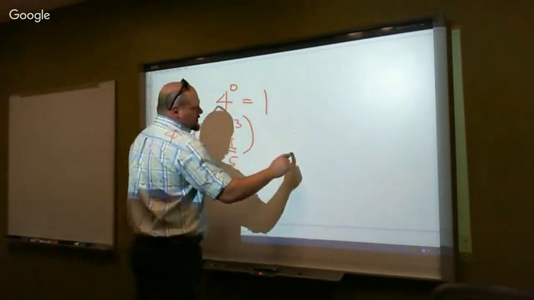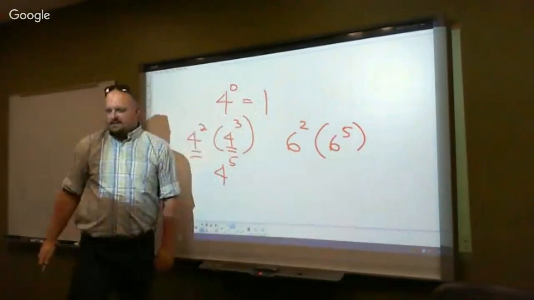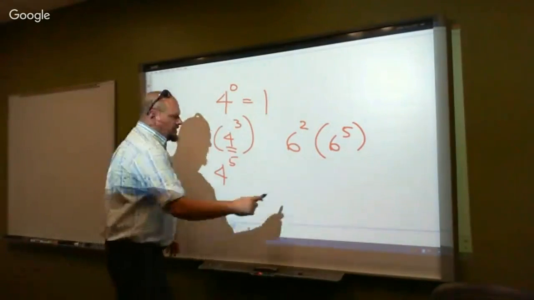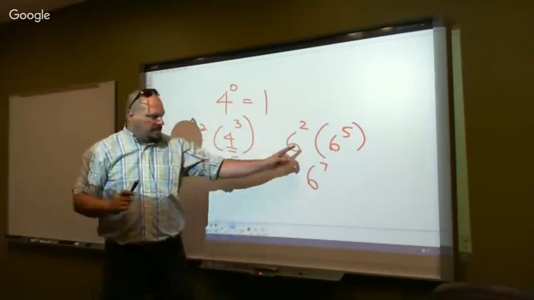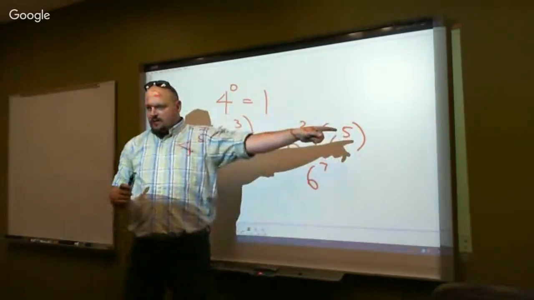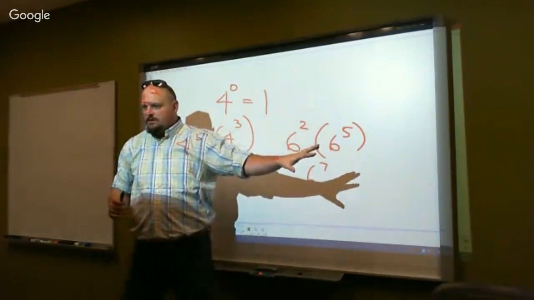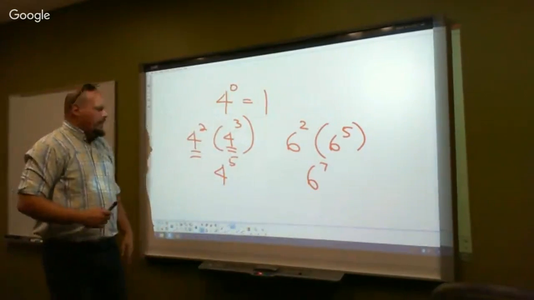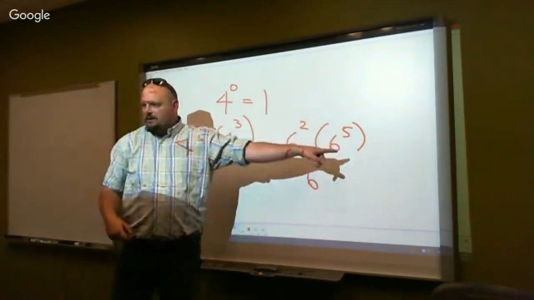So, for example, if I do 6 squared times 6 to the 5th power, what's my answer? 6 to the 7th, because we're just adding these two exponents. When we have the same base, we just add the exponents together, right? This is like 6 times 6 times 6, 7 times. That's clear to everybody. So when we multiply, we add.